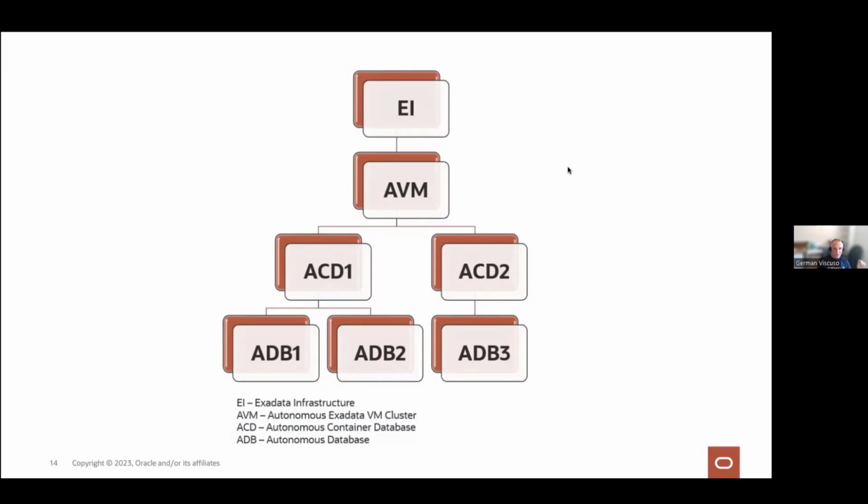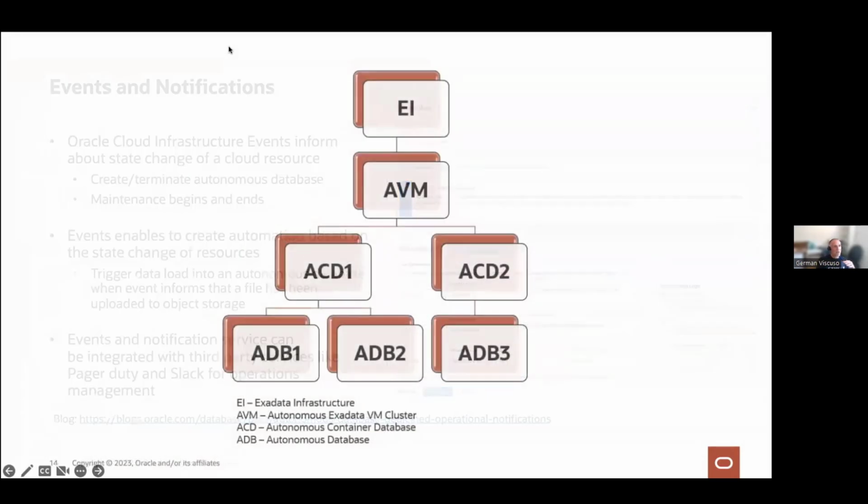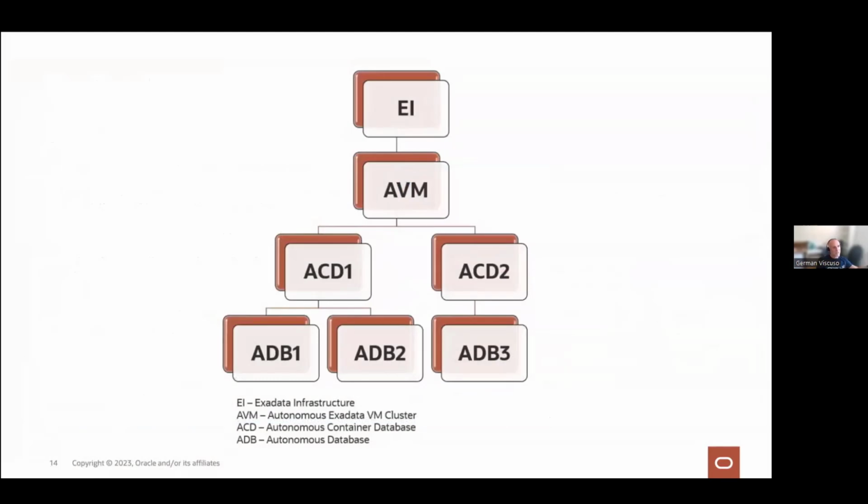pluggable database architecture. You probably heard about it. Oracle allows you to have one container database, and you have multiple pluggable databases within that container, and that makes things easier. Suppose that I want to do maintenance for all the databases, I just need to do that at the container level, and I don't have to do it for each database, right? So you have the container, and then you have specific autonomous databases within that container.